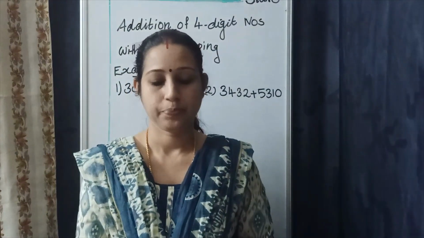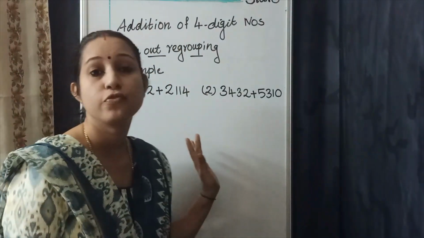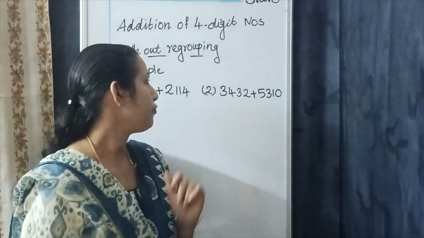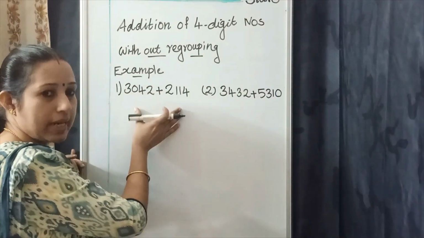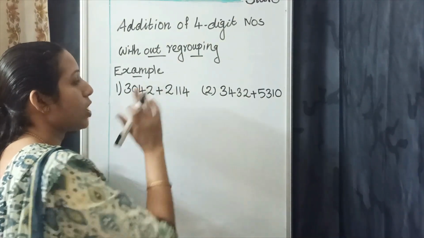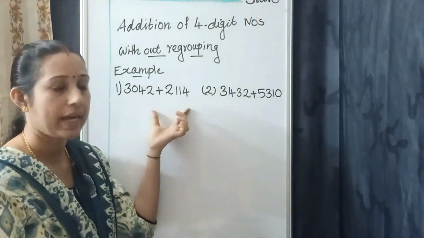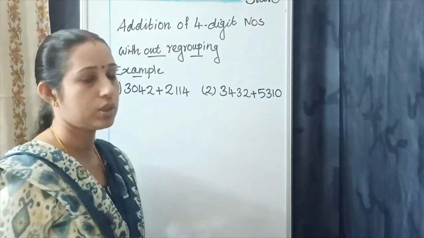Second topic, addition of 4-digit numbers without regrouping. It's very simple. Let's discuss through an example. First example is 3042 plus 2140. Two 4-digit numbers. Then we use the vertical addition, which means we write one number below the other.